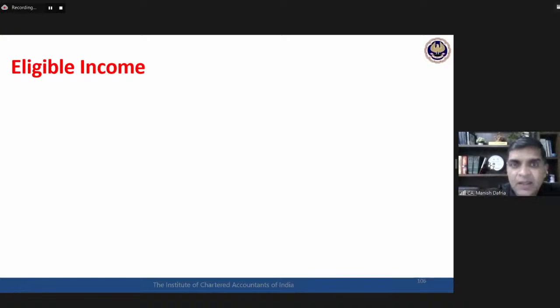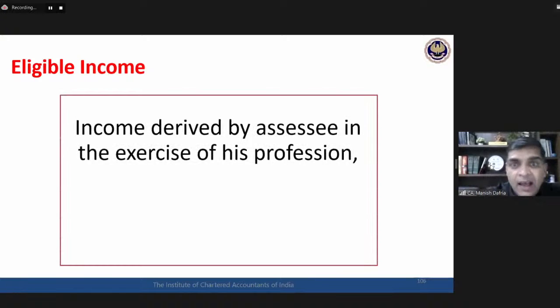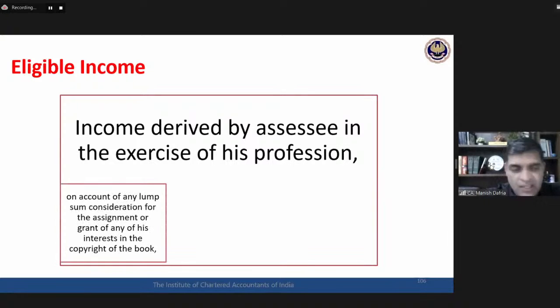What is eligible now? The income as an author. What kind of income? Either a lump sum consideration for assigning or granting copyright in the book. He has written that particular book, has given the copyright of that book to some publisher, and received a lump sum consideration. He can claim the exemption.